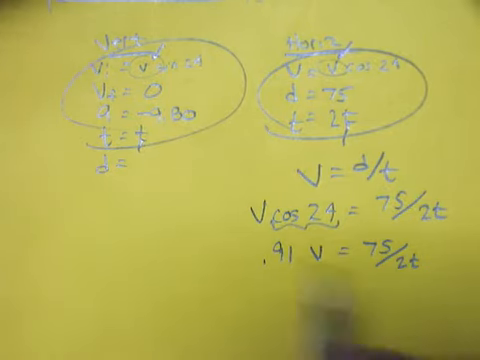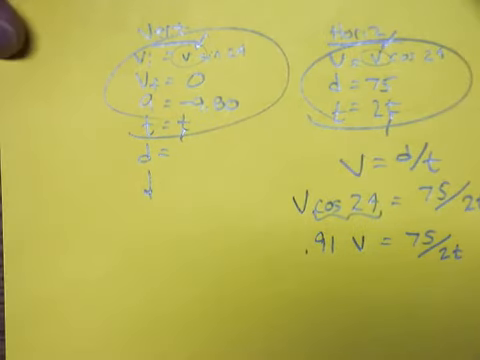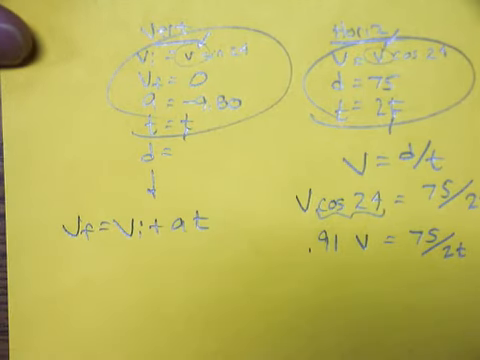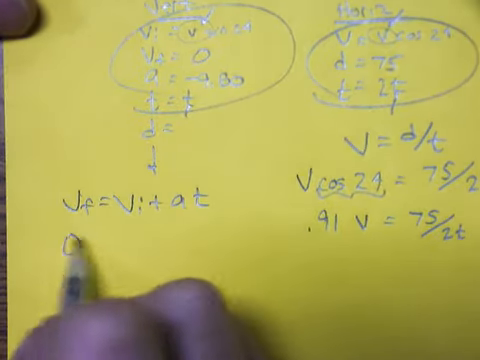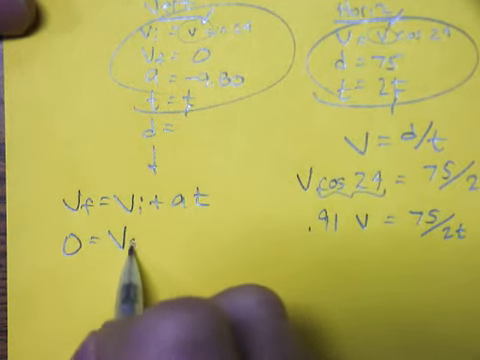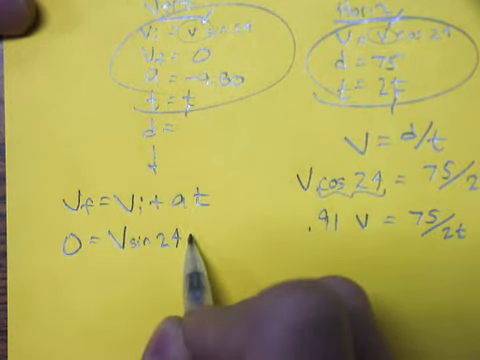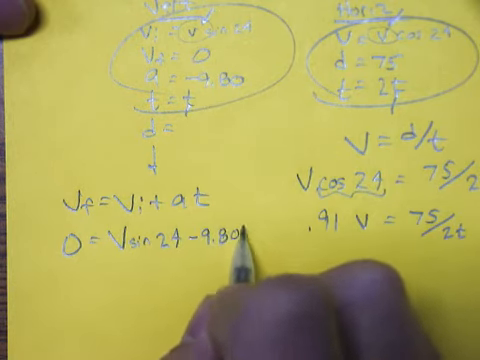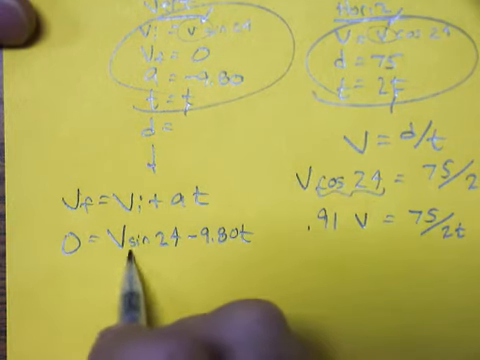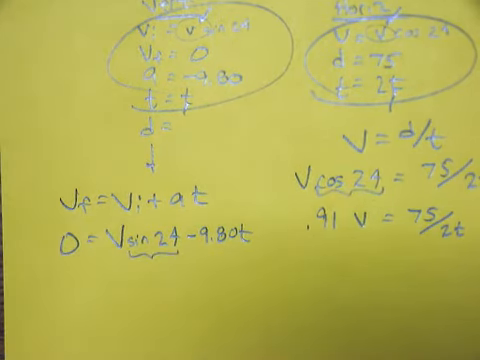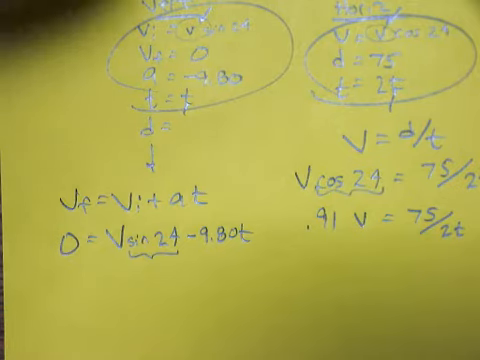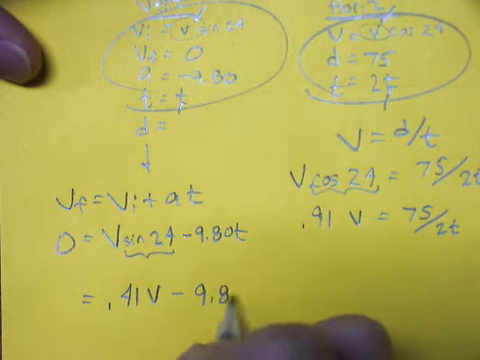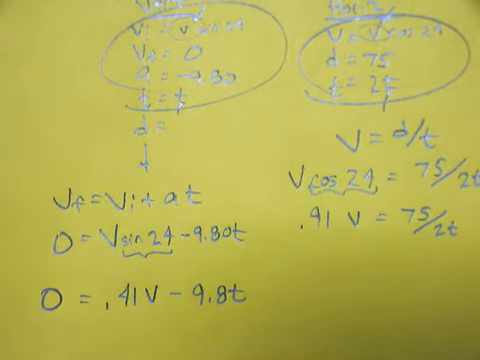Okay, so let's figure out an equation with the vertical part. vf equals vi plus at. So 0 equals v sine 24 minus 9.8t. And then again, the sine of 24 is just a number, 0.41. So 0.41 v minus 9.8t is 0.